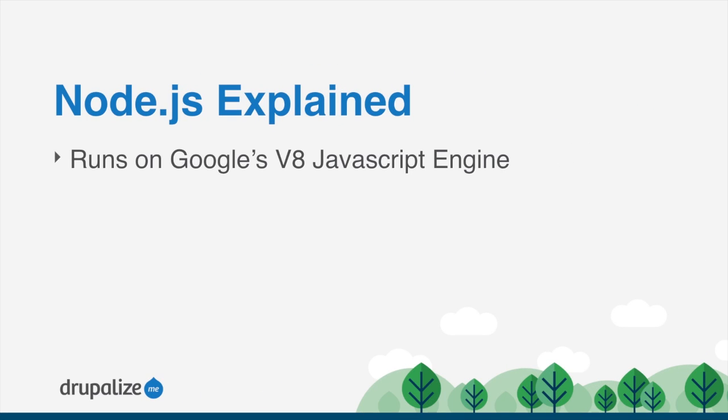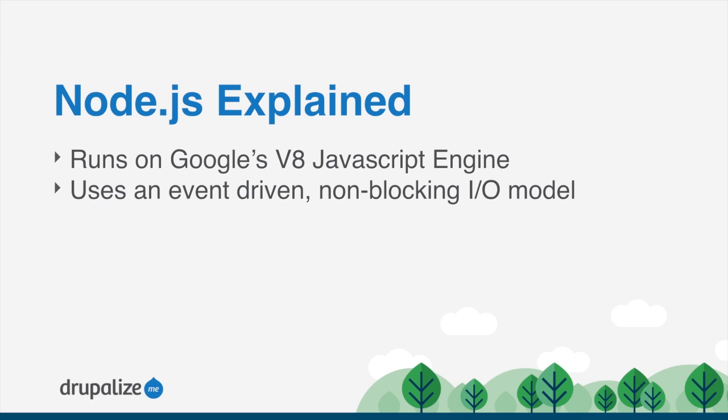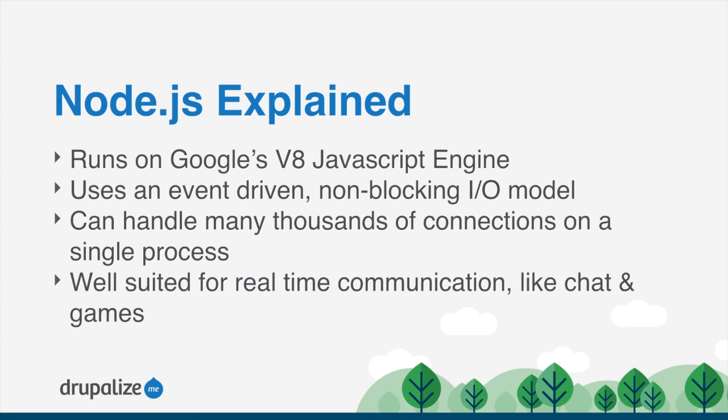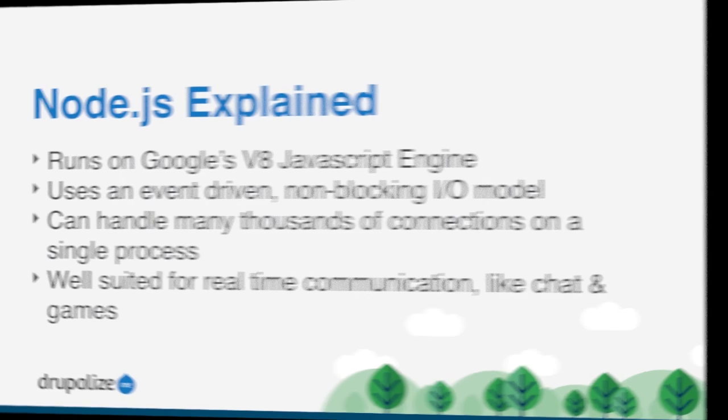Well, Node.js runs on Google's V8 JavaScript engine, which is a virtual machine. It uses an event-driven, non-blocking input-output model, which allows it to handle many thousands of connections on a single process. Due to its asynchronous design, Node.js is really well suited for real-time communication, things like chat and games.